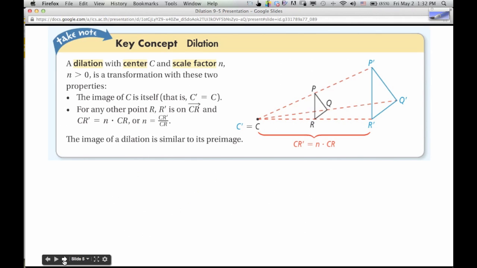If you are doing a dilation, you always have to have a center and a scale factor. A scale factor for dilation has to be more than 0. If it is less than 0, it will be a negative dilation, which we will talk about later in the lesson. This is how we use the scale factor.